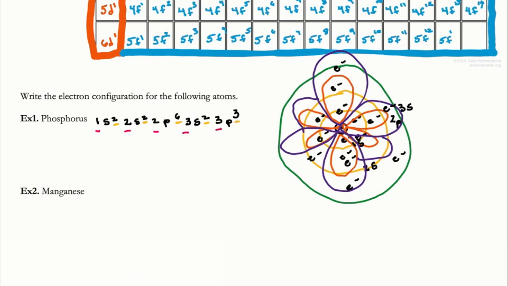Now, the good news for you is for this class and for any chemistry class you take, instead of having to draw out this beast, you just have to write out the electron configuration, which for phosphorus would be 1s2, 2s2, 2p6, 3s2, 3p3. Knowing what it looks like is valuable, but you're not going to be asked to draw that. Let's look at the next example, manganese.